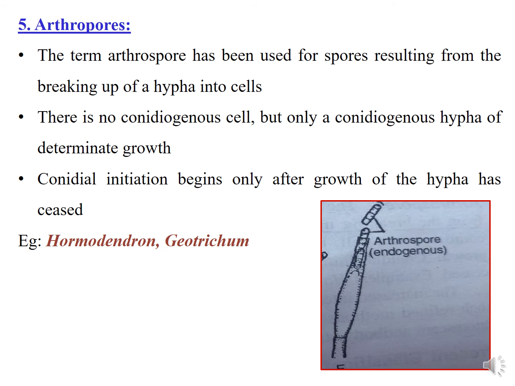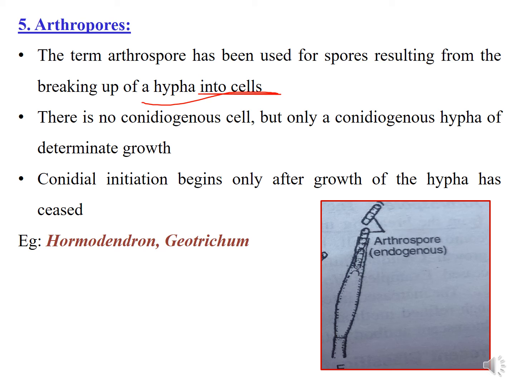And the last one is the arthrospores. Arthrospores are spores formed directly from the hyphae through fragmentation. The spores which are formed through fragmentation from the hyphae are generally called arthrospores. The term arthrospore has been used for spores resulting from the breaking up of the hyphae into cells. So the hyphae break into different cells, and those cells are generally called arthrospores.